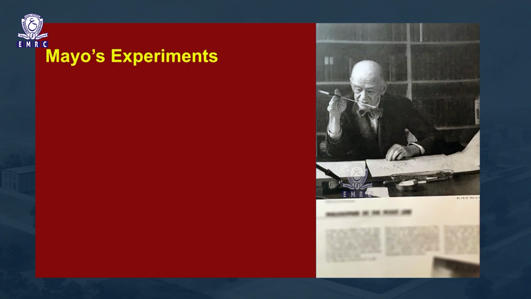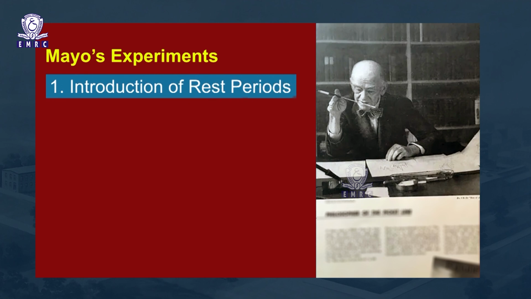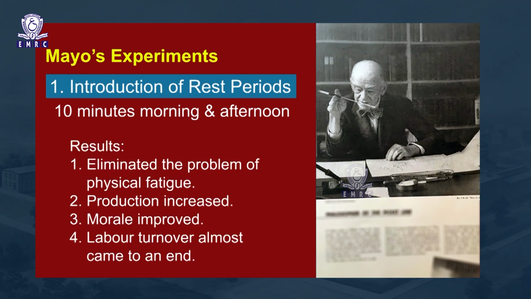Now, Mayo's experiments. First, the introduction of rest periods. He introduced 2 rest periods of 10 minutes each in the morning and again in the afternoon with every team of piecers. The results were that the rest period scheme eliminated the problem of physical fatigue, production increased, morale improved, and labor turnover almost came to an end.